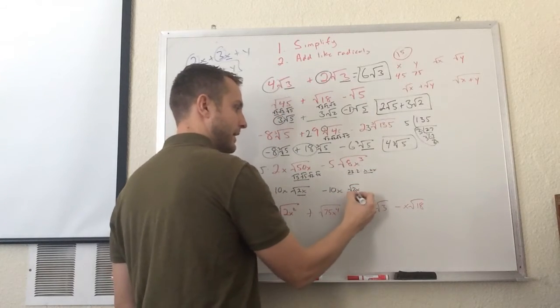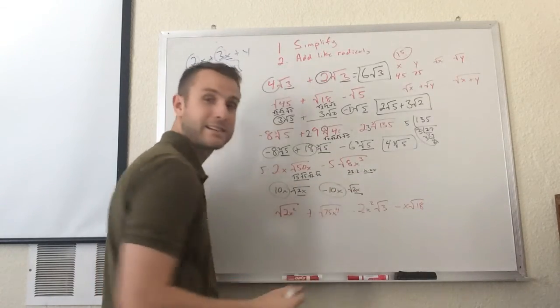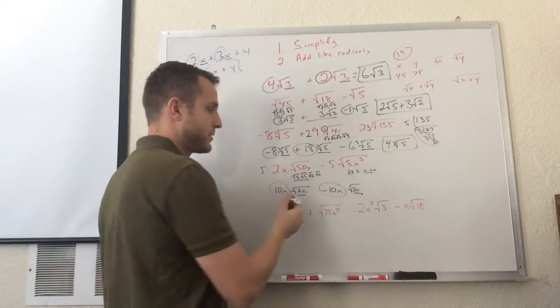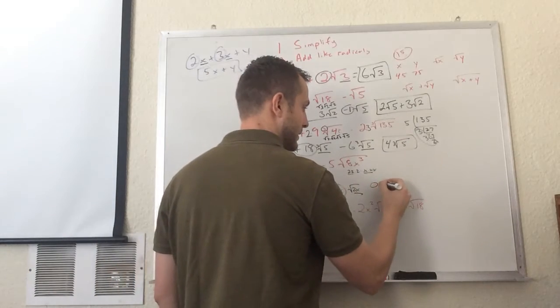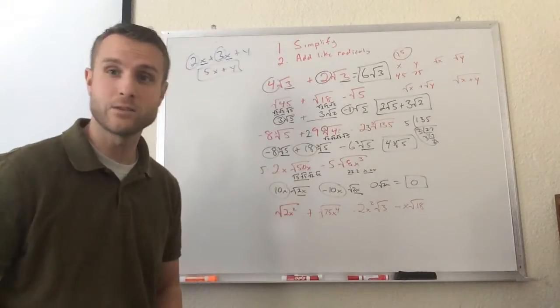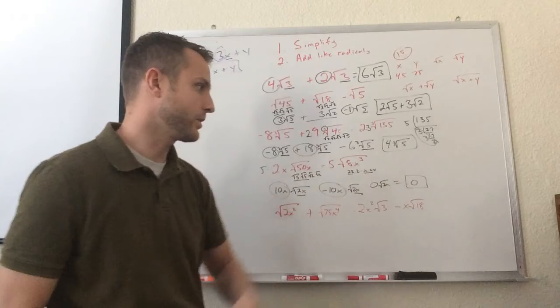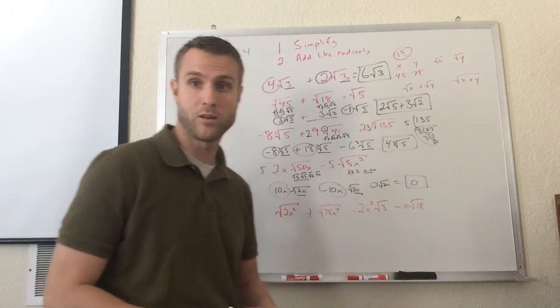I have 2x here and 2x here. 10x minus 10x is 0. 0 times anything is still just 0, so my answer is 0. It's not the square root of 2x. It's not 0 to the square root of 2x. It's 0, because 0 times anything is 0.